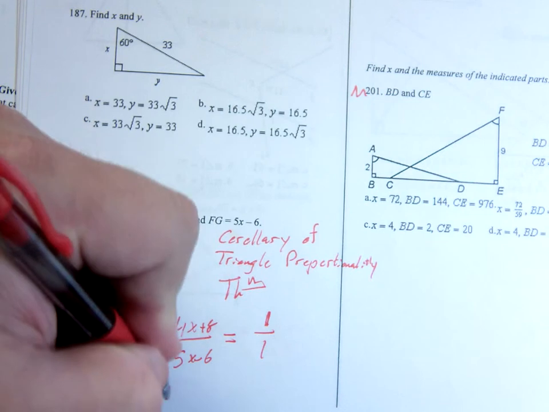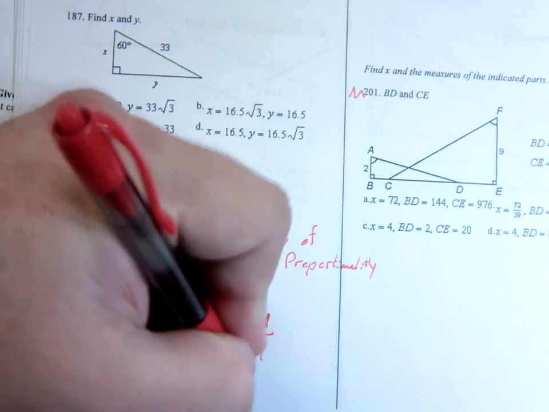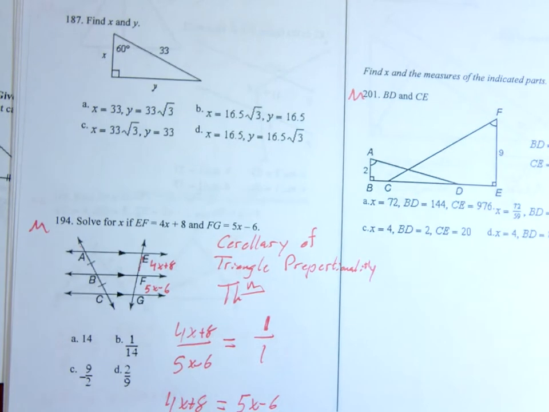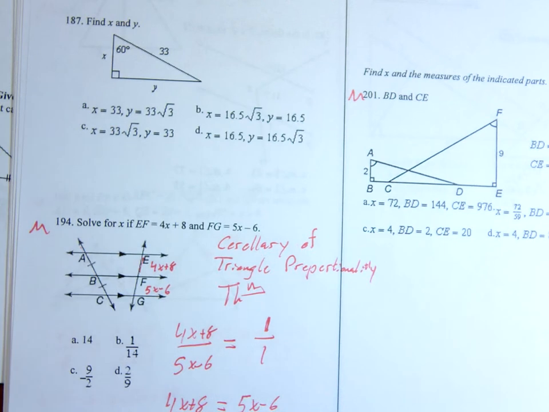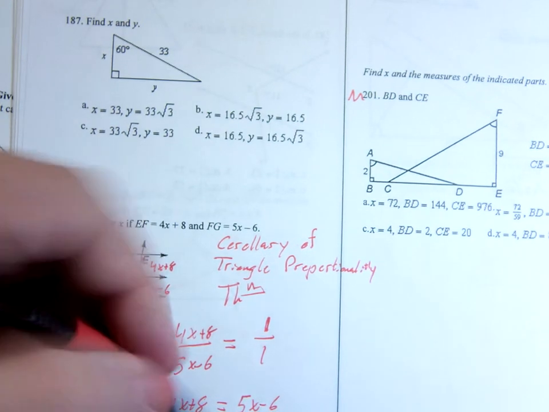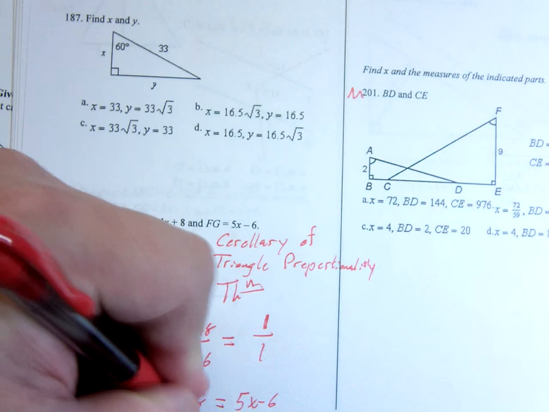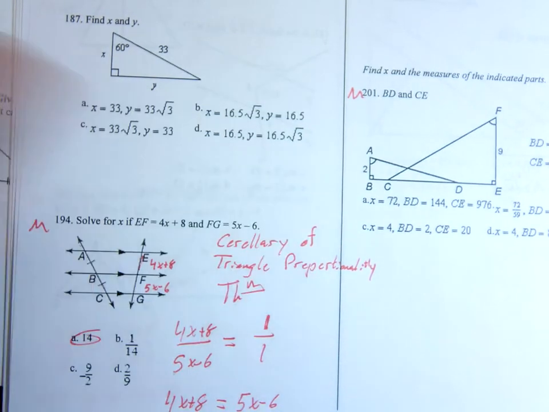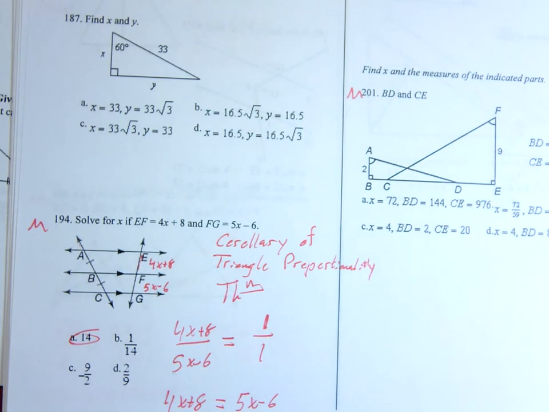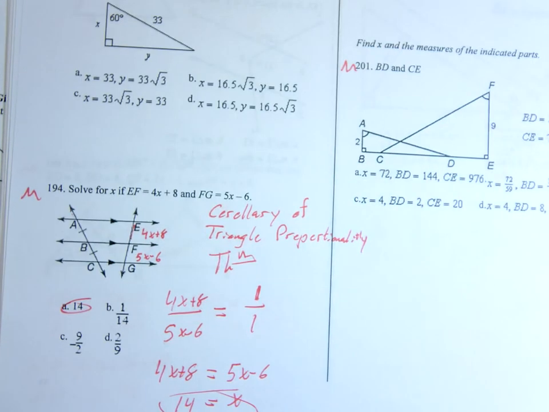So we end up with 4x plus 8 is equal to 5x minus 6. That makes sense, because if these two guys are equal, that would mean these two guys are equal because they're proportional to each other, right? So now we can solve. We get x equals 14. And I guess that's all they wanted, just to know what x was. Not too bad. So when you see sets of 3 parallel lines like that, you go, oh, I have proportional pieces in there I can set up.